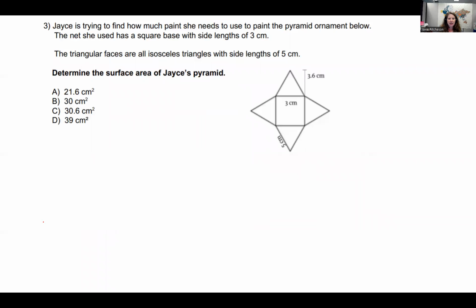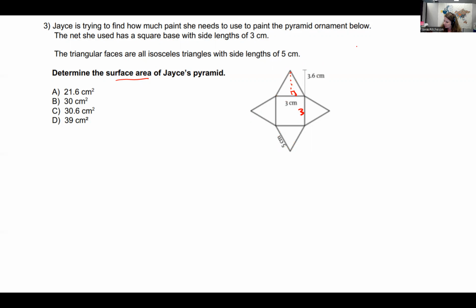Number 3, Jace is trying to find out how much paint she needs to paint the pyramid ornament below. The net she used has a square base with side lengths of 3. So this is a square. That means all sides are 3. The triangular faces are all isosceles triangles with side lengths of 5. All right, so we want to know the surface area. The 5 is not going to help us because we have to have a right angle to find the height of a triangle. Okay, so each triangle is a 3 by 3.6.